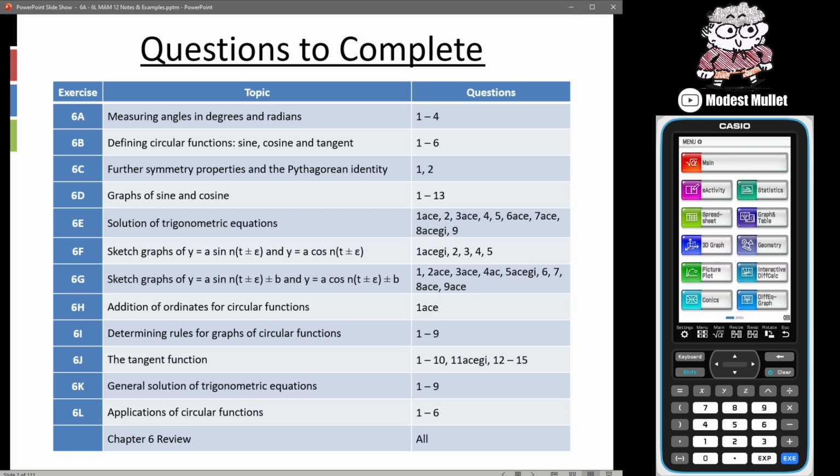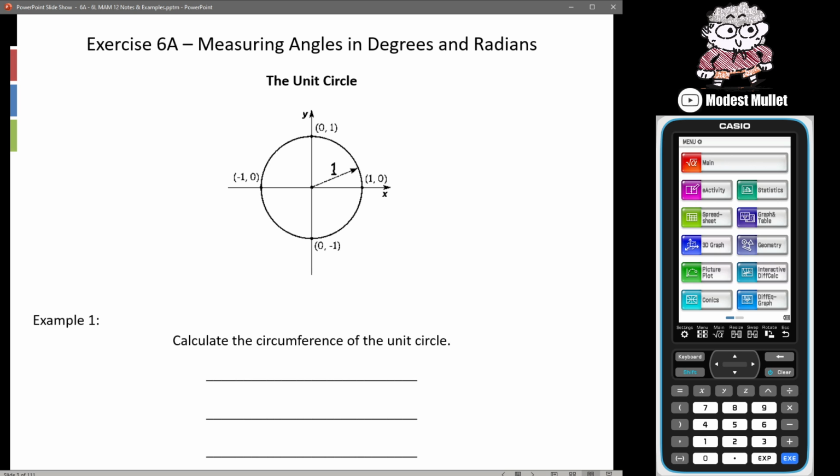It's what is pi, definitions of sine, cos, and tan, graphing them with transformations, additions of ordinates you can see down there in 6H, so adding two different circular functions together, and then the usual sort of things, determining rules for graphs. So if you're given key information, figure out what the equation is, some general solutions, which is when we don't have a restricted domain, and then applications as always at the end.